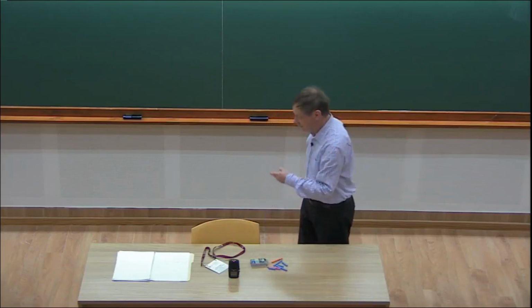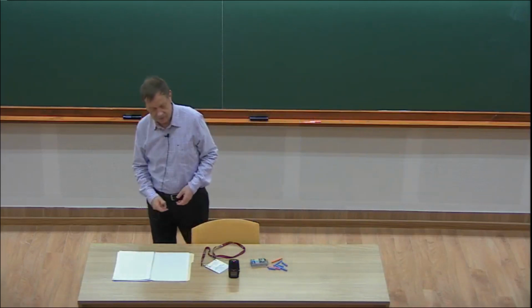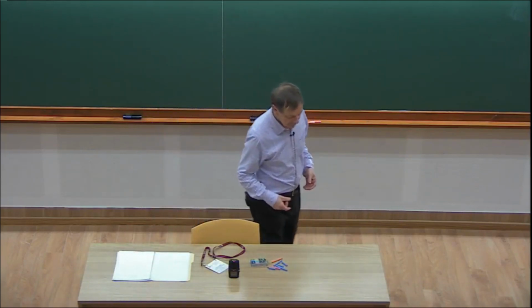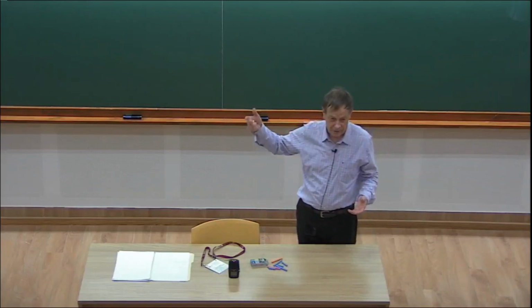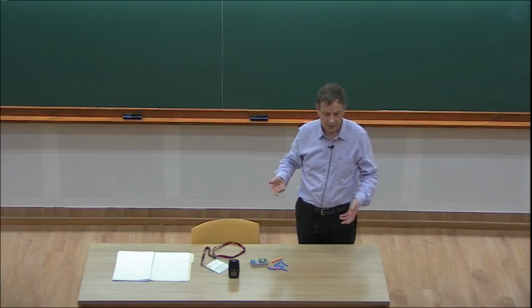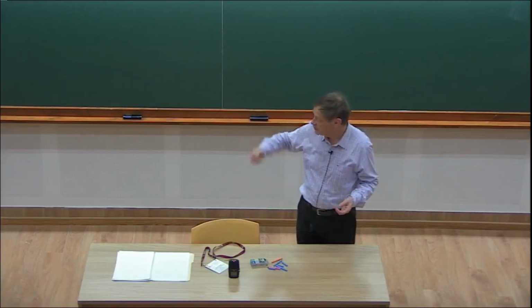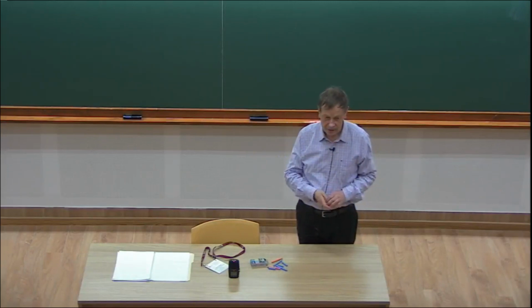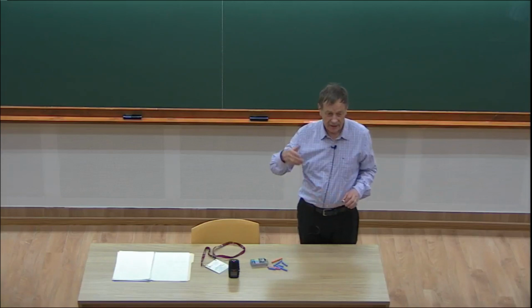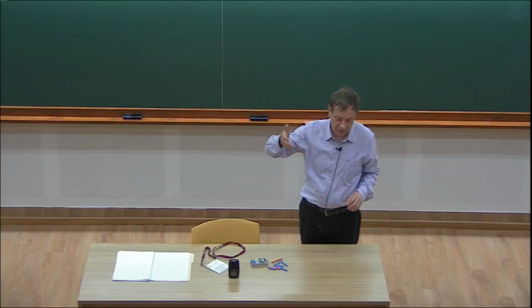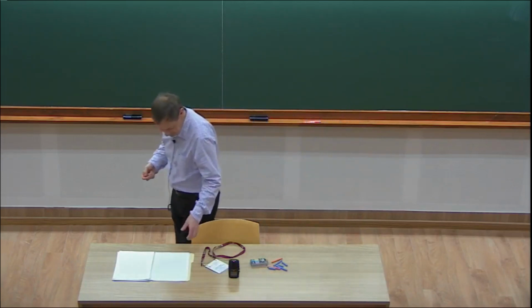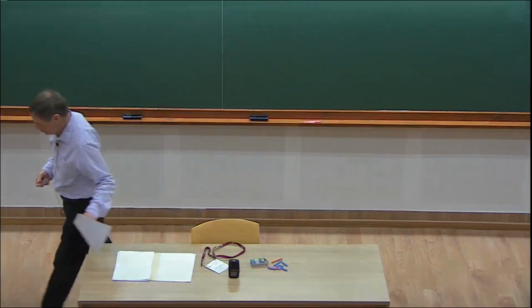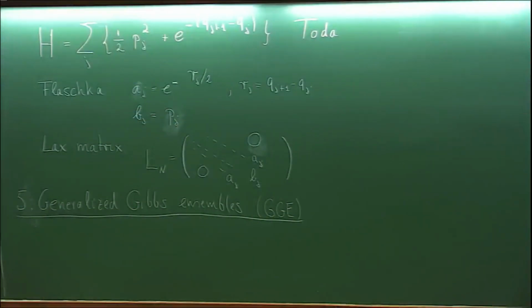Okay, and so now we have to think about how to do this. And of course, for the Toda lattice, we don't have 5 conserved quantities, we have an infinite number, and therefore your Gibbs ensemble must depend on an infinite number of parameters. And this is what in the community is called the generalized Gibbs ensemble. Generalized just says that we have more chemical potentials than what we have, let's say, for an ordinary fluid.